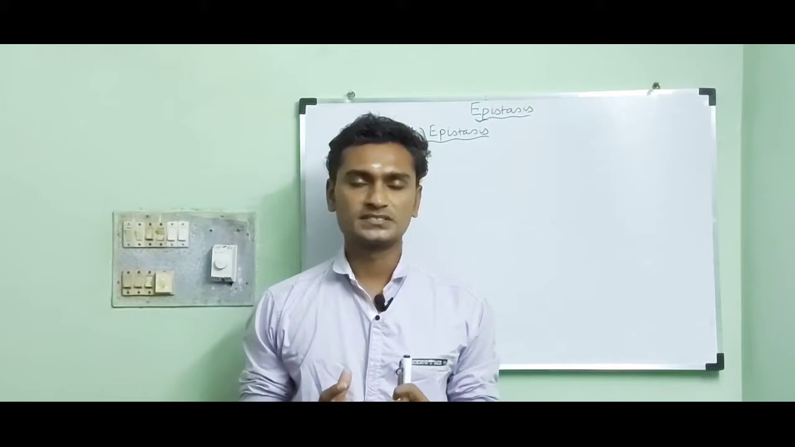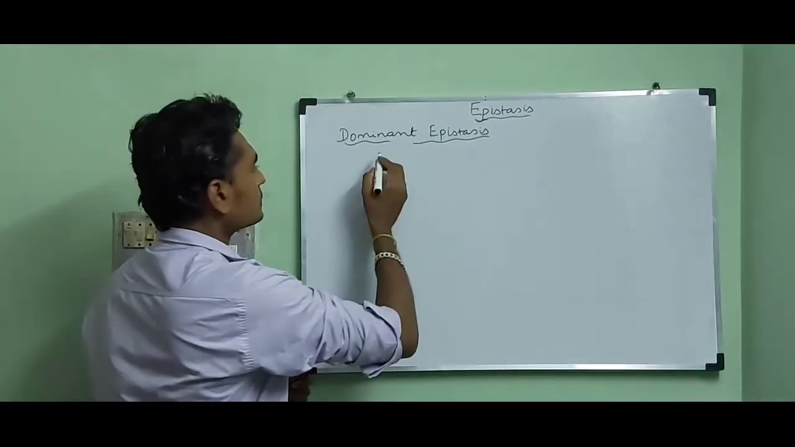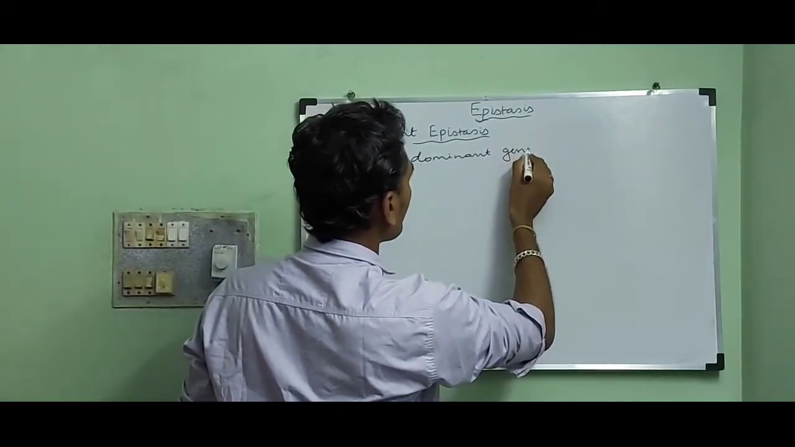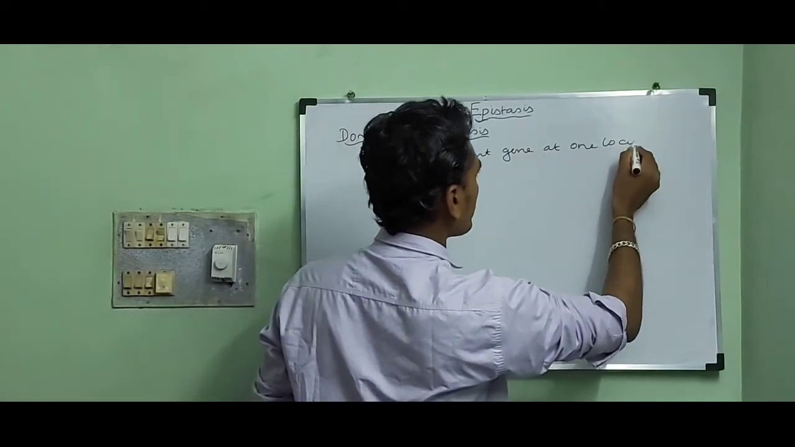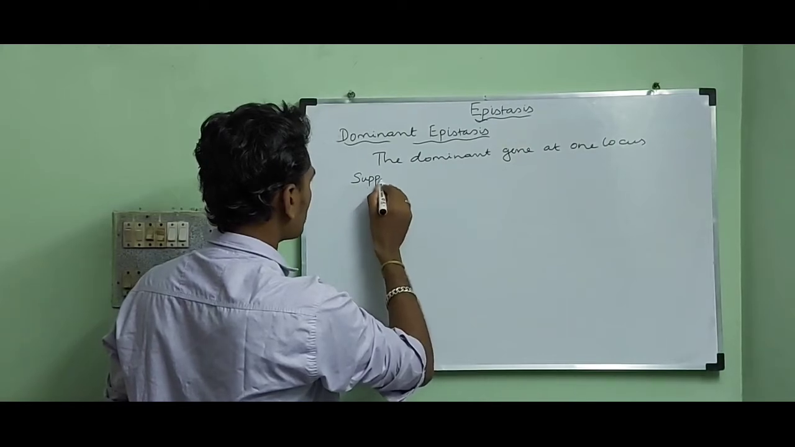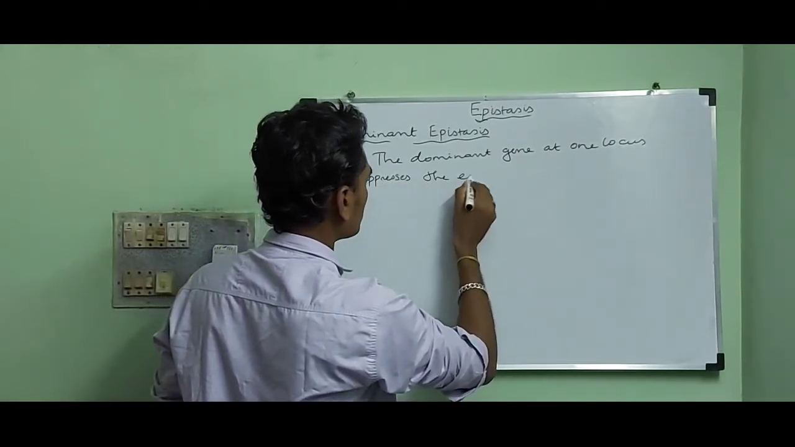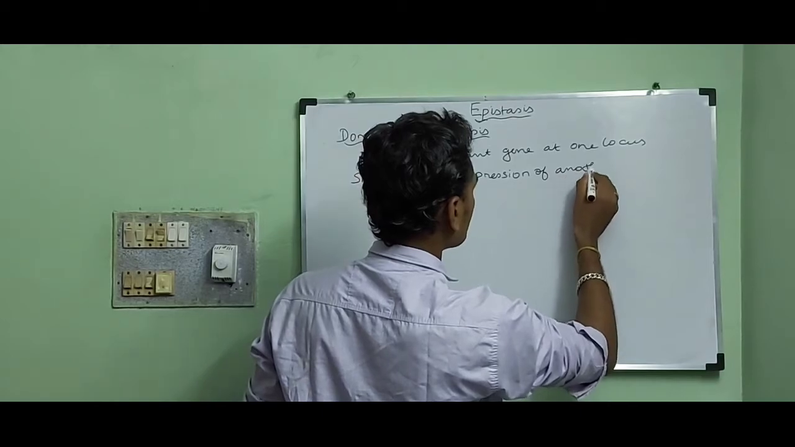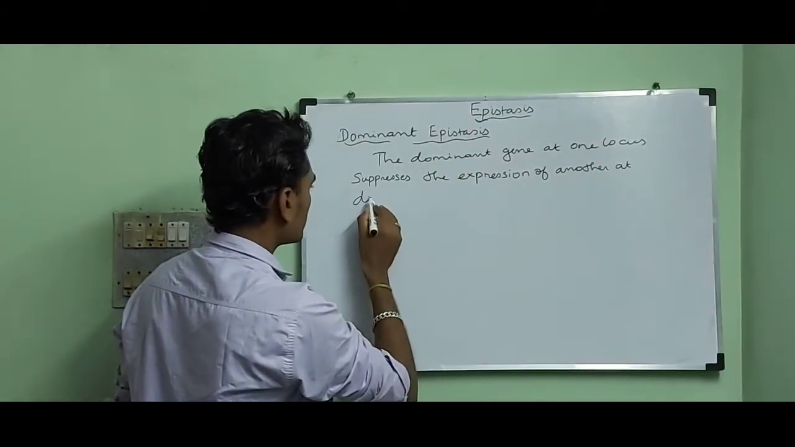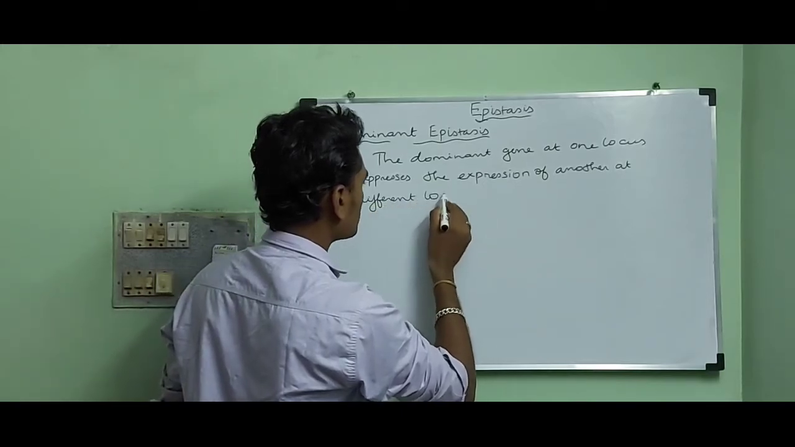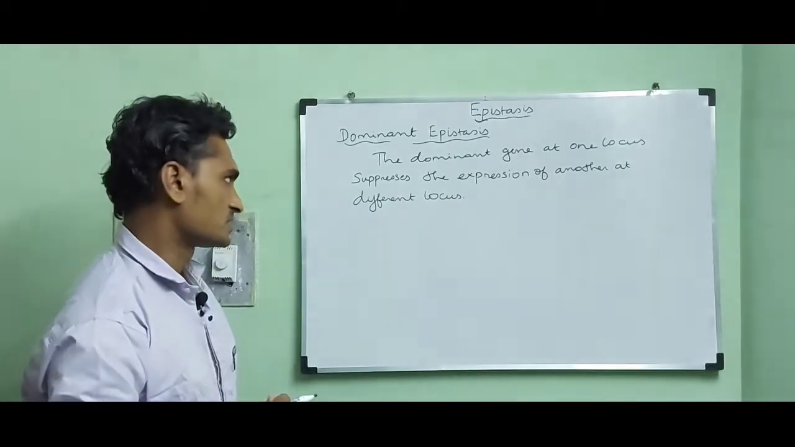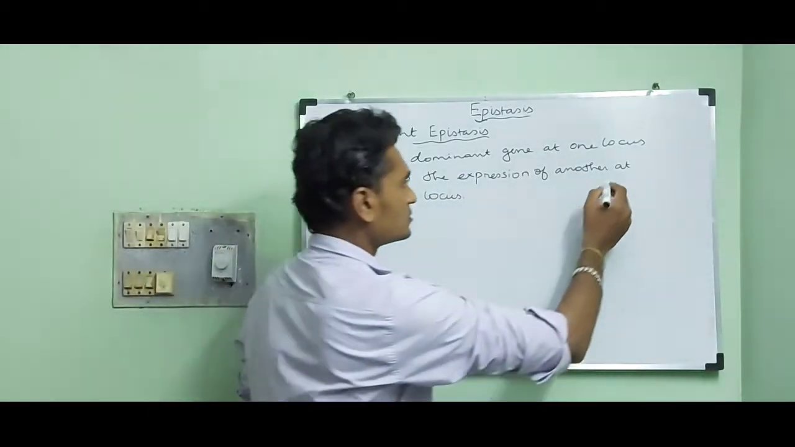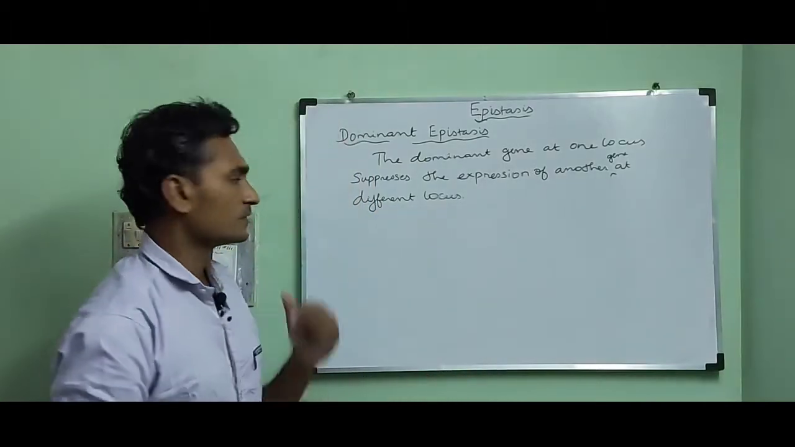Dominant epistasis can be defined as: the dominant gene at one locus suppresses the expression of another gene at a different locus, and this is called dominant epistasis.